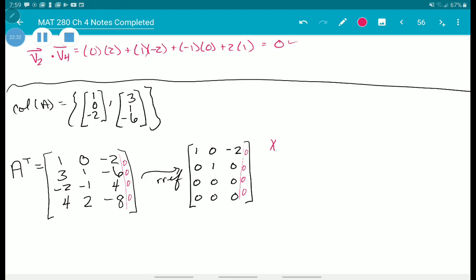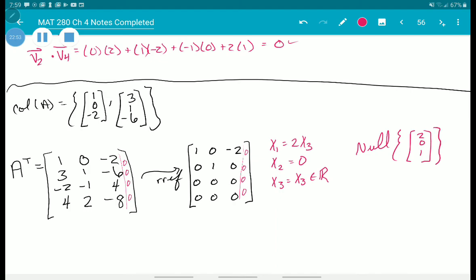So now I know x1 is equal to 2x3. I know x2 is equal to 0. x3 has to be real. So then my null space consists of the vector 2, 0, 1. That's your coefficients of x3. So I'm going to call this v1, v2, v3.